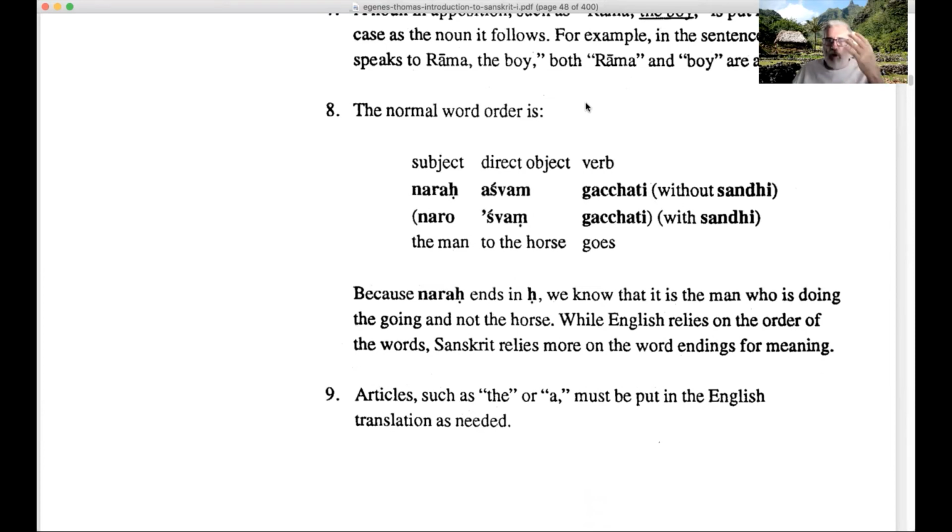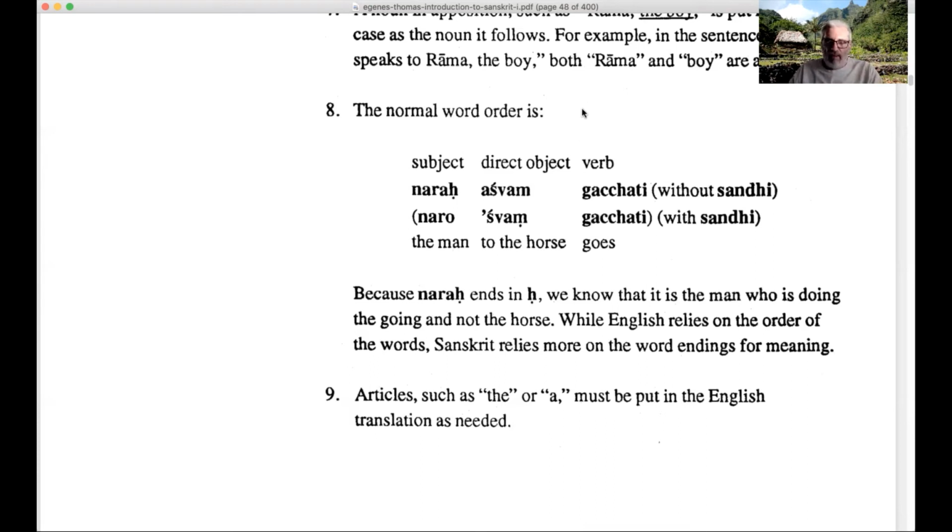Okay, so the normal word order. We haven't talked about word order yet, but in Sanskrit, word order doesn't matter so much. In English, we normally have sentences with subject, verb, object. The boy kicked the ball. The boy is the subject. Kicked is the verb. The ball is the object. In many languages, you get the verb at the end of a sentence, subject, object, verb. So in Sanskrit, you'll get subject, direct object, verb.